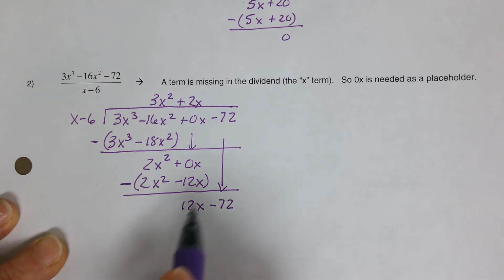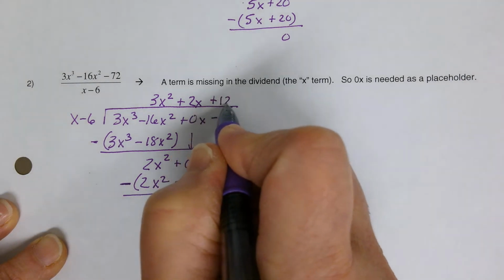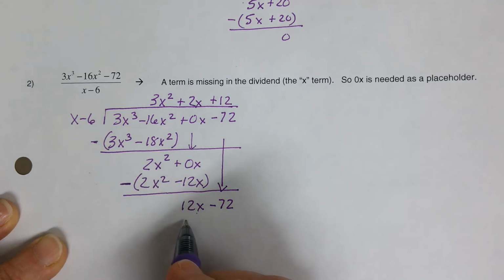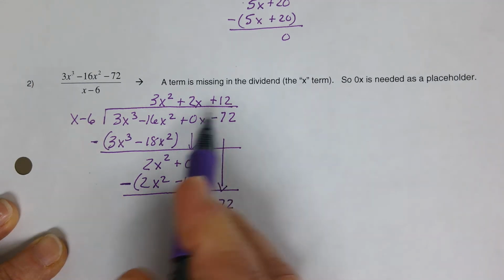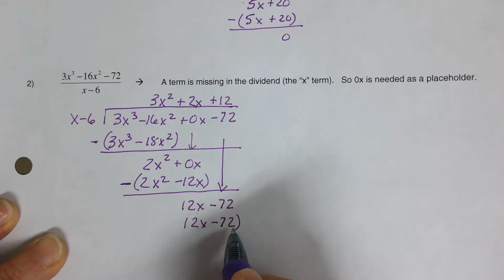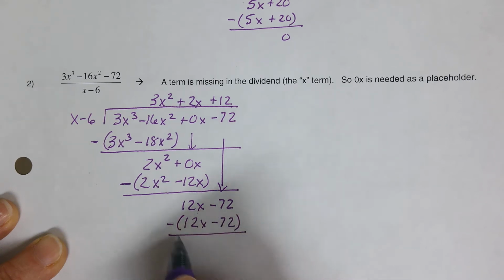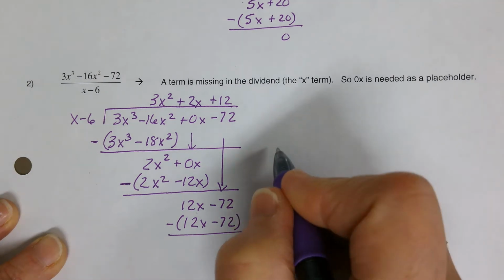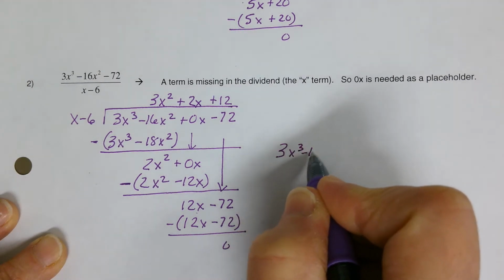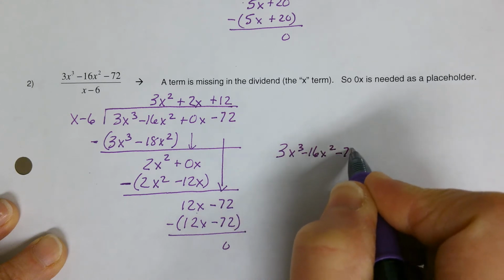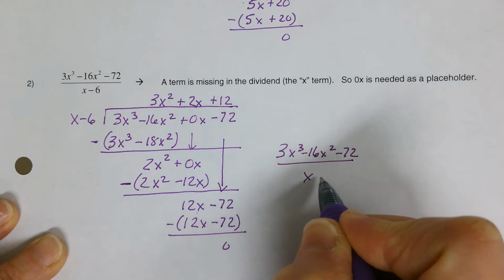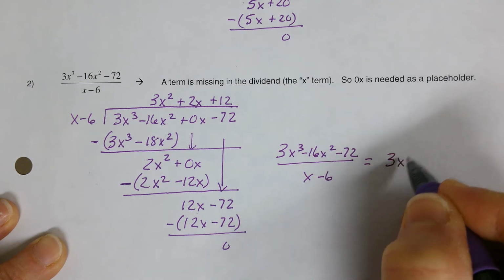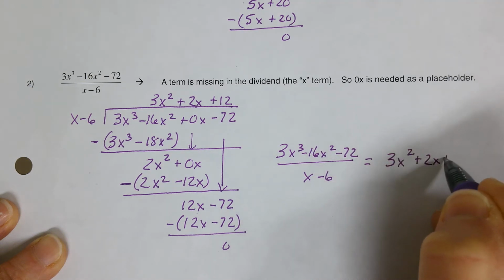12x divided by x is positive 12. Now multiply 12 times x minus 6. 12x minus 72. Wrap in parentheses, subtract. Remainder here is 0. So 3x cubed minus 16x squared minus 72 divided by x minus 6 is equivalent to 3x squared plus 2x plus 12.